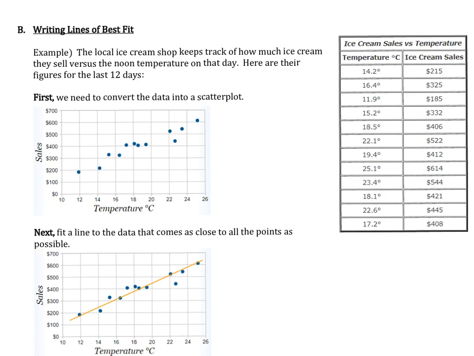The first thing you do is create a scatter plot from this data. You can pause it and see how that was created, but essentially you take each temperature point and plot it on the x-axis, and the y-axis is the amount of money you made when the temperature was that many degrees. So 14.2 degrees Celsius would be this point, which made you about $215 in ice cream. That's where that point came from. You can see there's a definite positive correlation between the temperature and the money that you make.